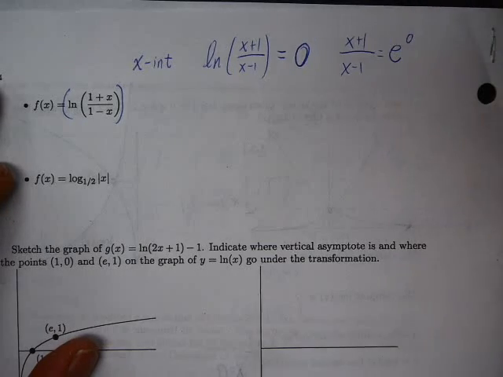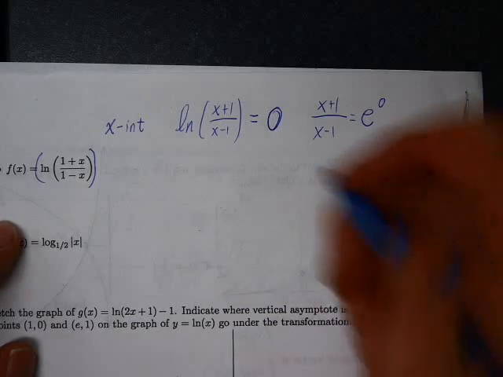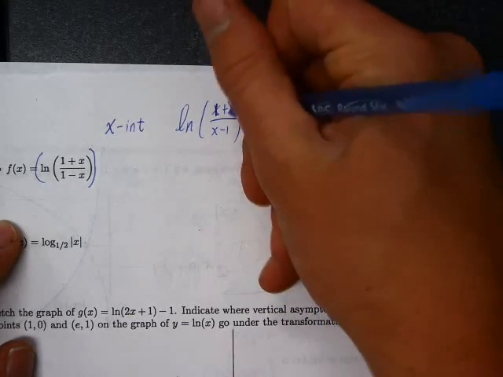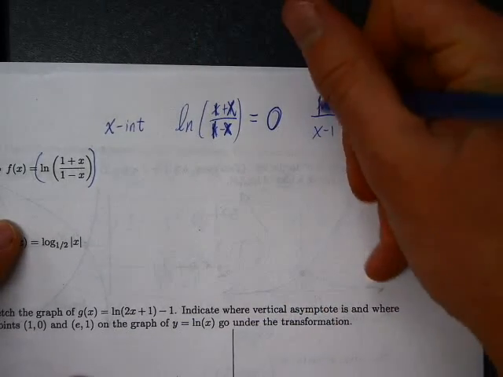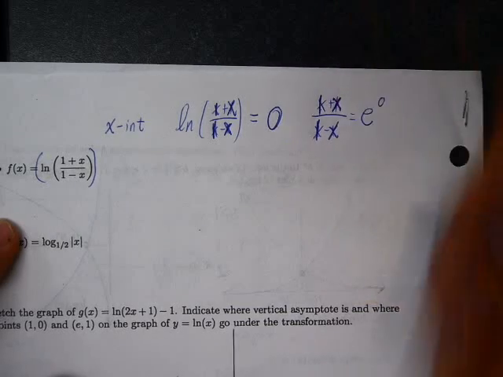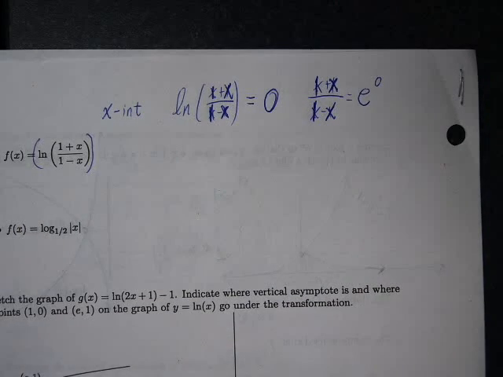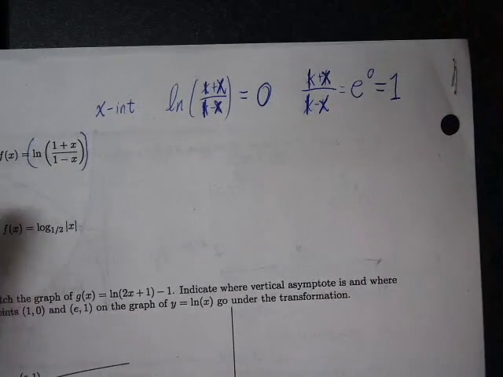Do we have a sign to show on the bottom? Did we flip them? It's 1 minus x. Cool. What's e to the 0? So I need to solve (1 plus x) divided by (1 minus x) is equal to 1.